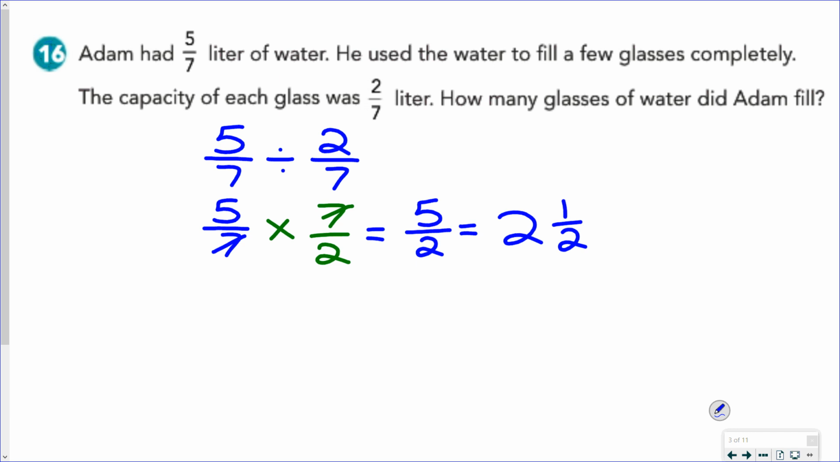But if we read our problem carefully, it says that he used the water to fill a few glasses completely. Well, a half a glass is not filled completely. So the actual answer to the question of how many glasses of water did Adam fill is actually 2 glasses, because half a glass is not filled completely. The math is correct for 2.5, but based on the question and based on that glasses are filled completely, we would have to have an answer of 2 glasses.